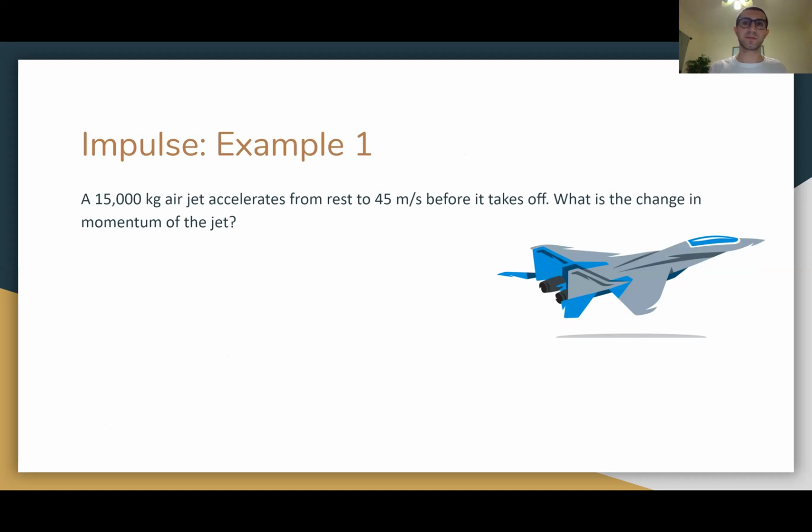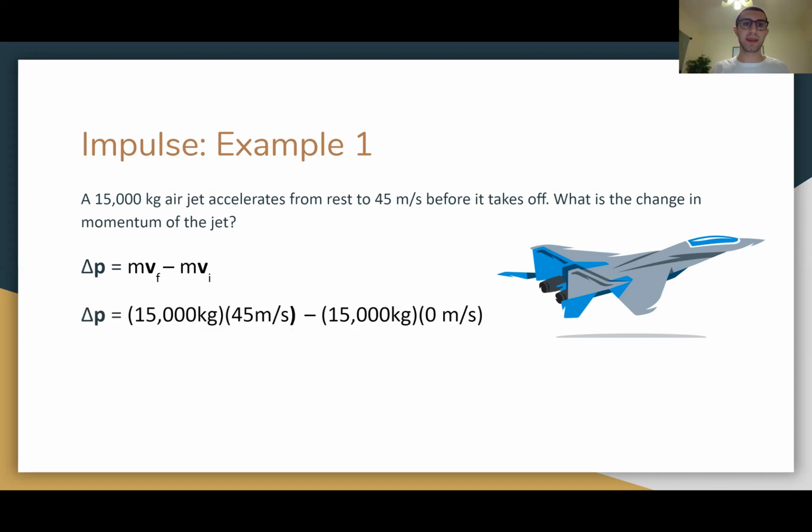Hopefully you pause the video, and if we come back to see the answer, we know that the change in momentum is going to be the mass times the final velocity minus the mass times its initial velocity. Plugging in what we know, it starts from rest, so its initial velocity is 0. We get that the change in momentum is 675,000 kilogram meters per second. Excuse me. So let's do out another problem.